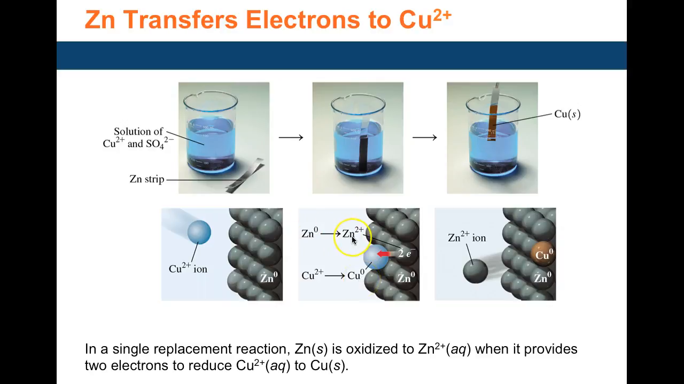So zinc has lost electrons, it is getting oxidized. The copper is taking up those electrons, and it has got reduced, okay? So zinc is oxidized to zinc 2 plus, and the copper 2 plus is reduced to copper. It's going from 2 plus to 0, all right? So anytime the charge goes up, that's an oxidation. Charge comes down, that's a reduction.